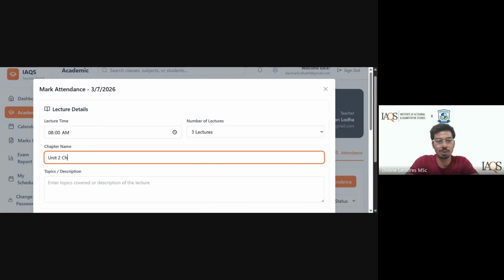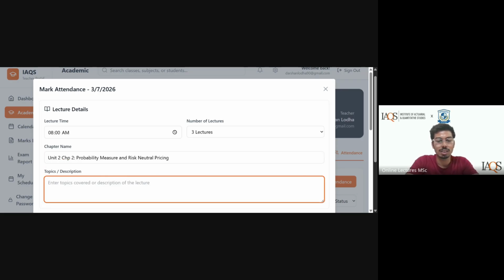We did unit 2, chapter 2, probability measure and pricing. We completed the implied volatility part. Let me write that first. Then we did introduction, jargons, CNG theorem, MRT theorem, and step 1.